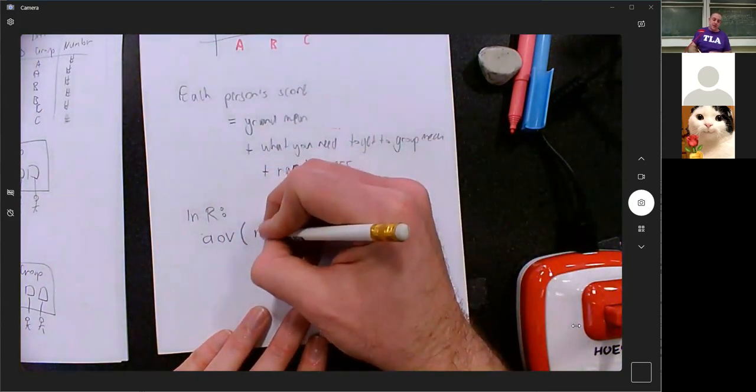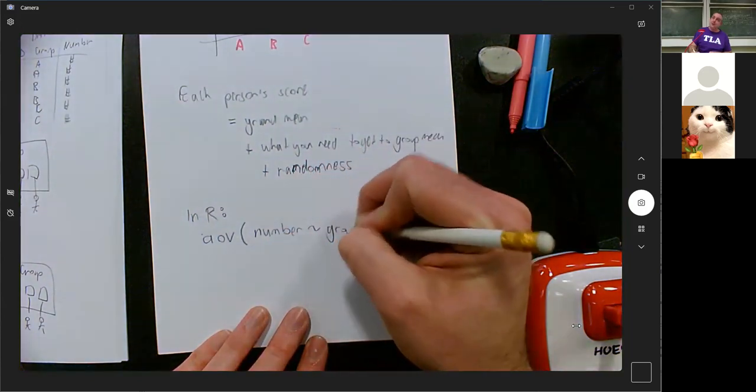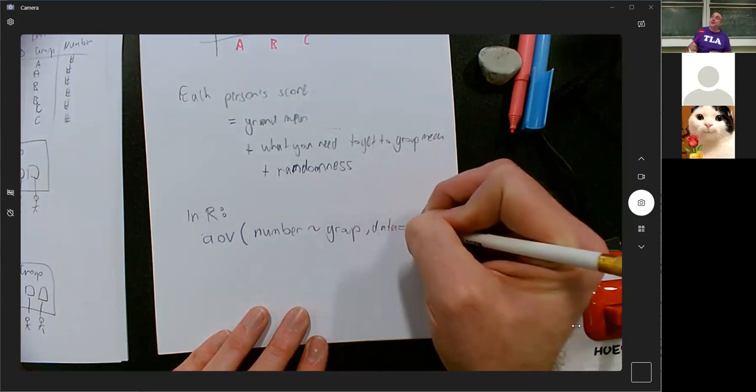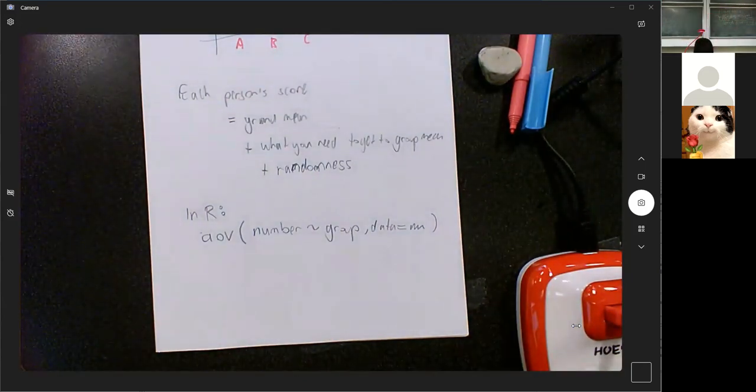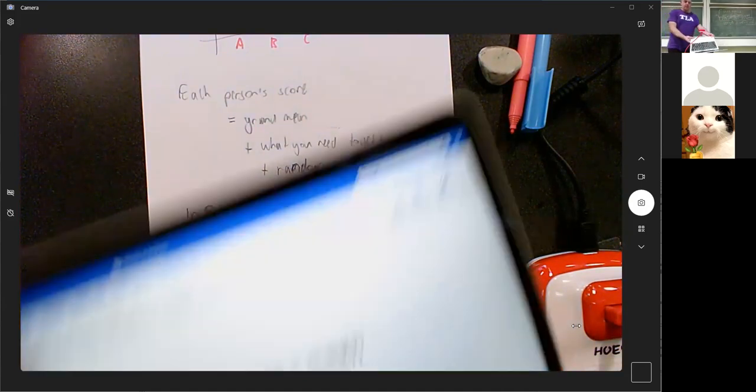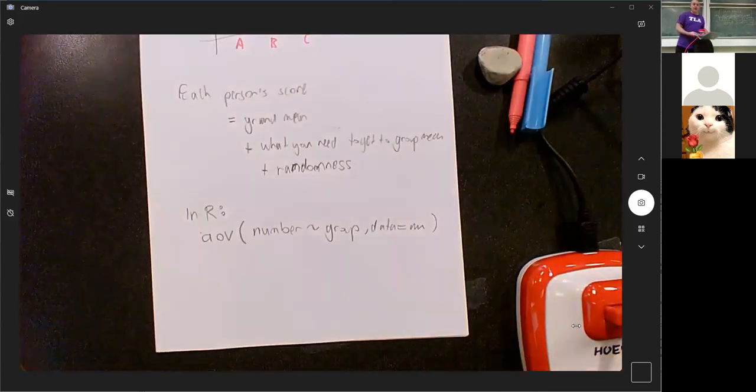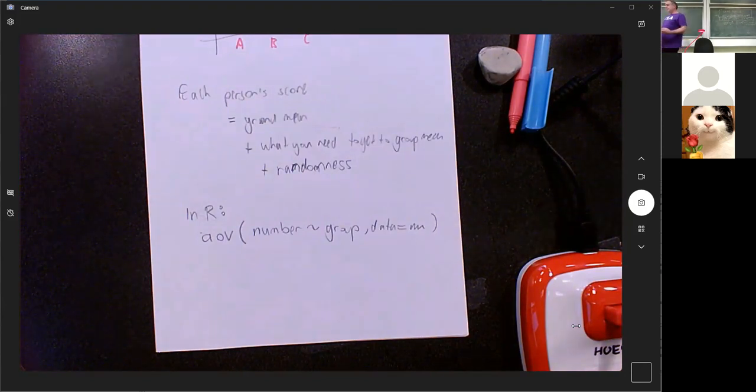Yep, and then you do something like the number twiddle the group, and you go data equals whatever the data was called. Yeah? Something like that? Cool. So the number is whatever the variable is that you're measuring on each individual. So do this and I can give you a computer back. Oh, and then you have to stick a summary out the front in order to get it to actually show you anything useful.